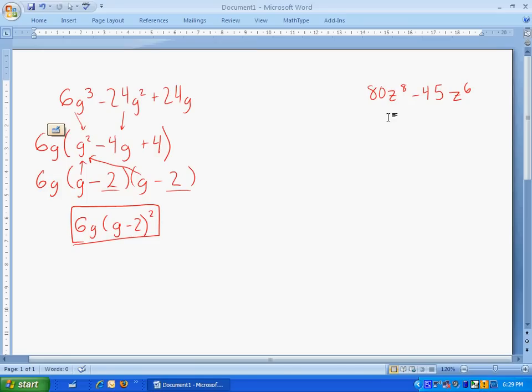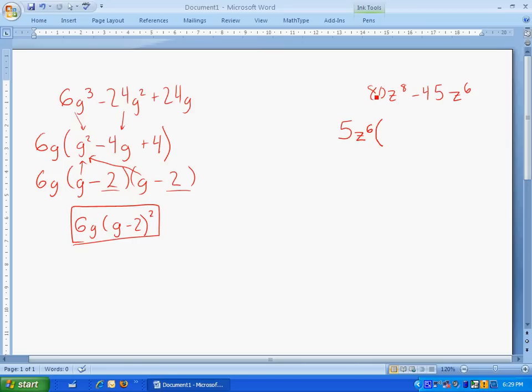Again, we're looking for a greatest common factor. We're trying to figure out what's the biggest thing that we can take out. Just looking at those, I know that a 5 goes into both of those. There may be something bigger, but let's try just with the 5 to start with. Again, I've got the z's here, and it looks like I can take z to the 6th out of both of them. I can't take any more than that because this one only has z to the 6th. So we'll take out 5z to the 6th.